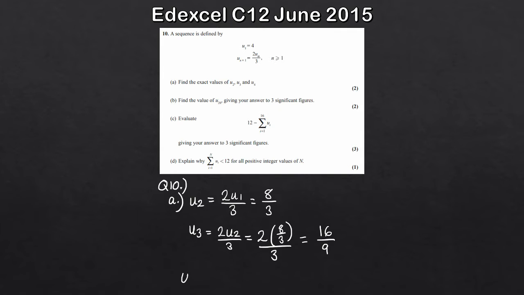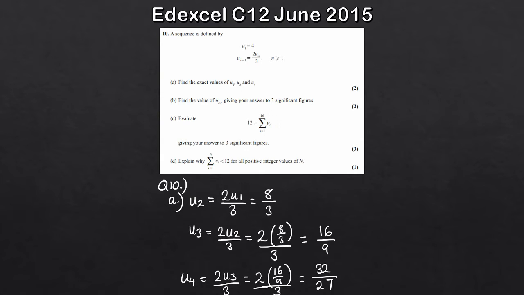And then finally, U4 then. Same idea. 2 lots of the previous term, so U3, divided by 3. So that's 2 lots of 16 over 9 divided by 3. If we simplify here, that'll be 32 over 9, and then we divide that by 3, we get 32 over 27. Okay, so the exact values there for U2, U3 and U4.